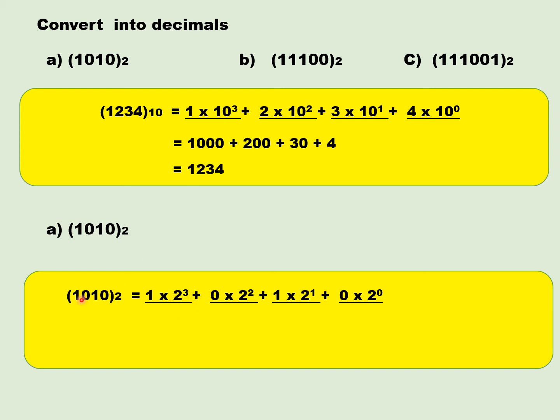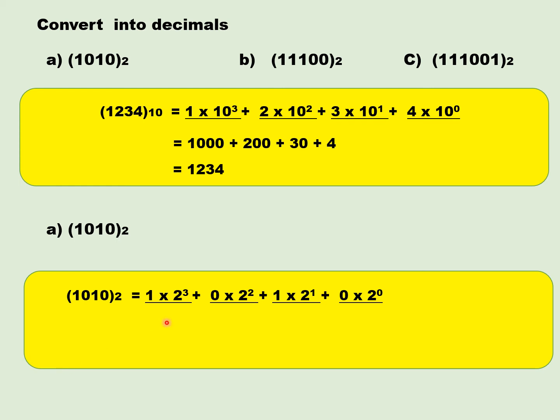So here first 1 into 2 raised to 3, then the next digit is 0, 0 into 2 raised to 2, the next digit is 1, 1 into 2 raised to 1, then 0 into 2 raised to 0. See 2 raised to 0, 10 raised to 0, 2 raised to 1, 10 raised to 1, 2 raised to 2, 10 raised to 2, 2 raised to 3, 10 raised to 3. Means the very same logic we have used. Here this was having base 10, these numbers are having base 2. Then in the next step we will find these answers.